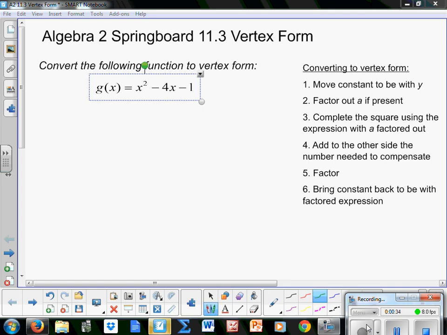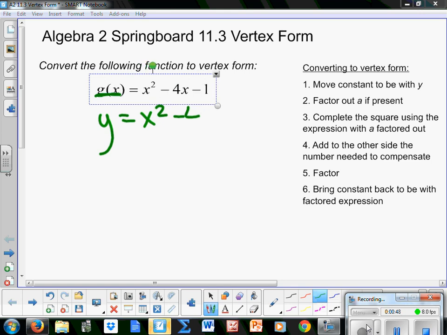you might see it as g of x, in this case, equals x squared minus 4x minus 1. You can also rewrite that. Don't let that confuse you, because you can write it as y equals instead. I'm just going to rewrite it that way because it'll make things a little bit easier for writing. Our first step, highlighted on the right here, I have all the steps that we're going to follow to convert it to vertex form.